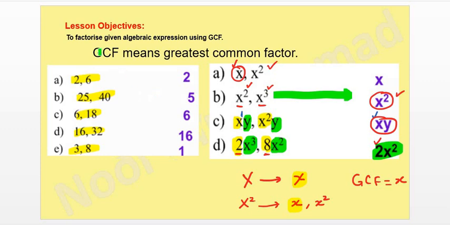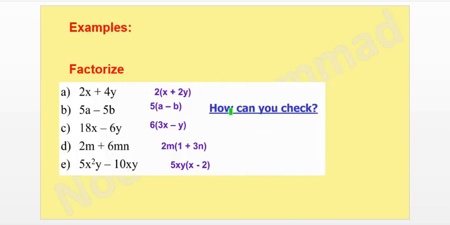Now how can we use the GCF to factorize any expression? First of all, let me explain with the help of some examples. Here, for example, the expression 2x plus 4y. First of all, I will see what is the GCF of these two. Because x and y are totally different, they do not have the same letters, and for 2 and 4, the GCF is 2.